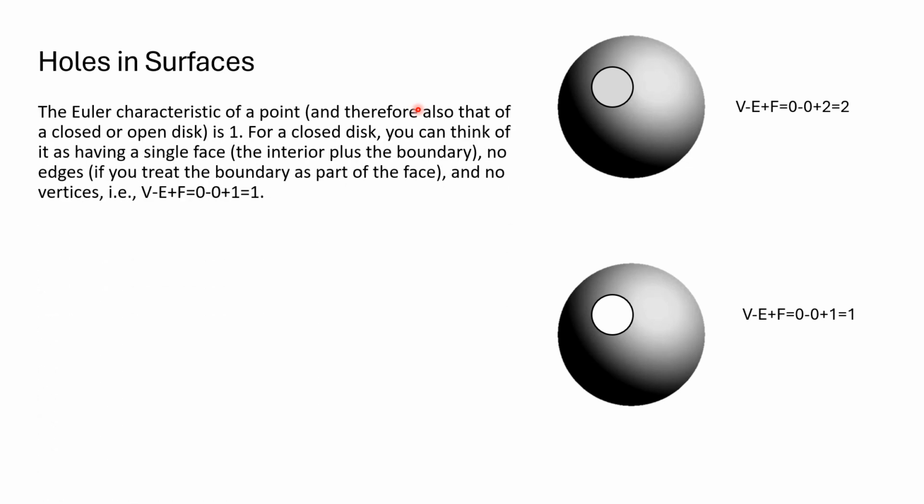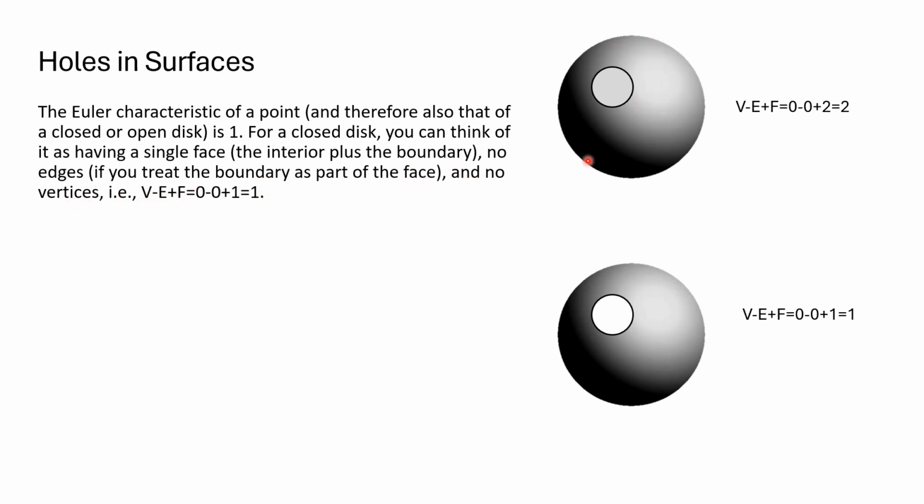The Euler characteristic of a point, and therefore also that of a closed or open disk, is 1. The reason is that you can compress, shrink down a closed or open disk to a single point. And in terms of how we view this, for a closed disk, you can think of it as having a single face, the interior and its boundary included, no edges if we treat the boundary as part of the face, which I just mentioned, and no vertices. And then you just get this formula here.